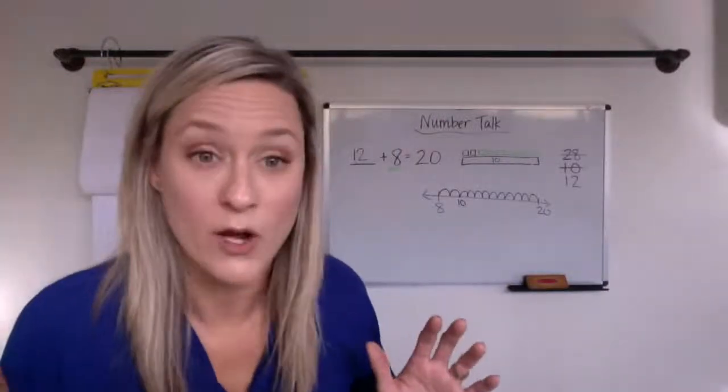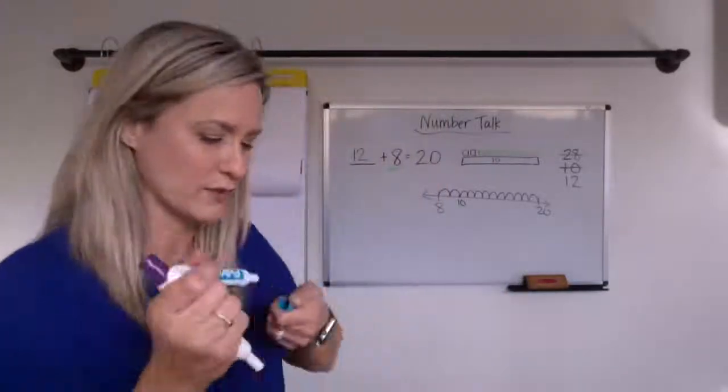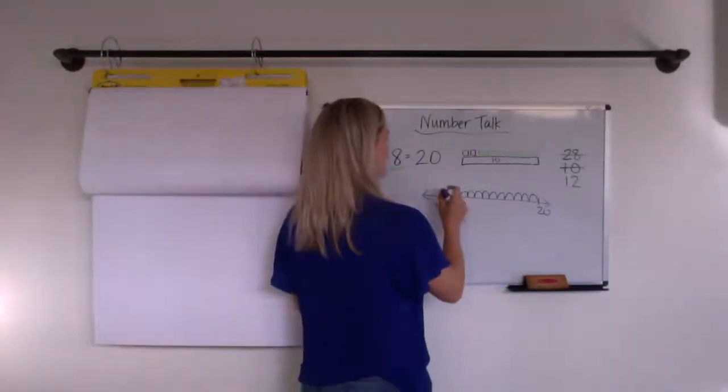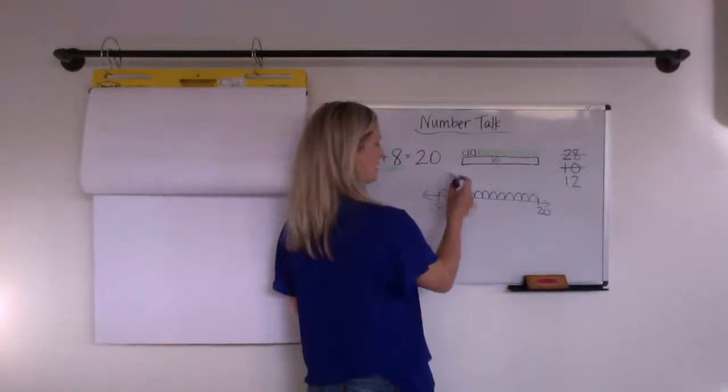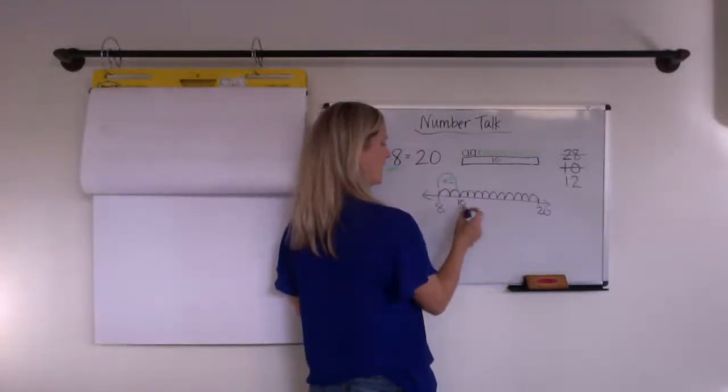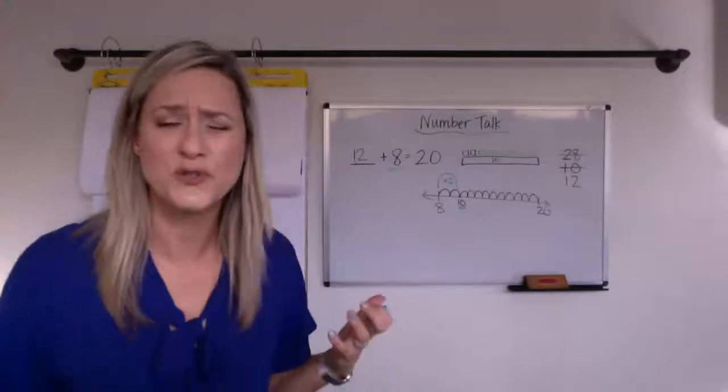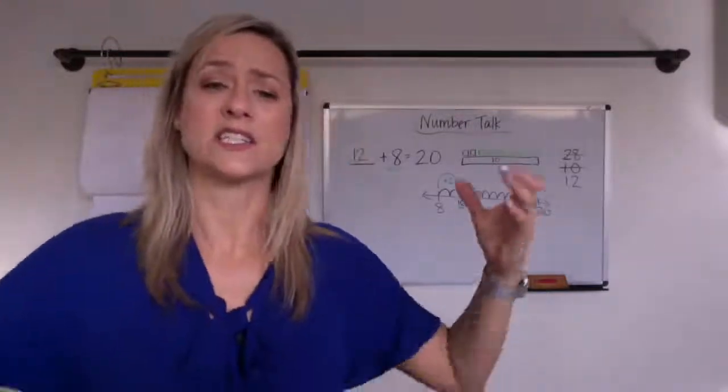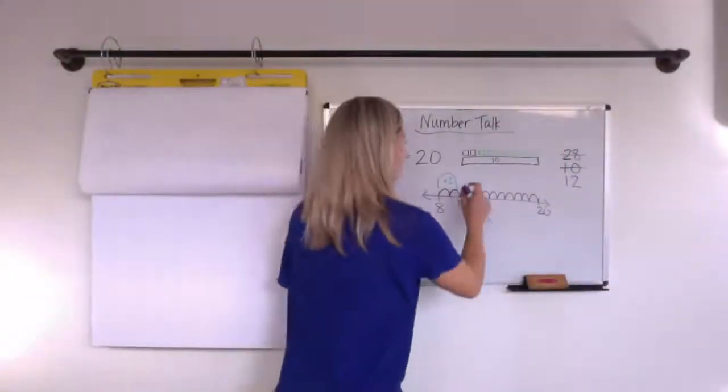Okay, or maybe you hopped in a different way. So let's see. I'm going to use my light blue, one of my favorite colors. Okay, so maybe you decided to start at 8 and add 2 and get to 10. And then you knew from 10 to get to 20, you'd have to add 10. Boom!